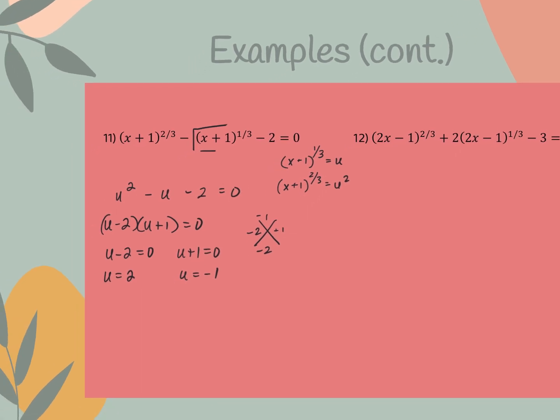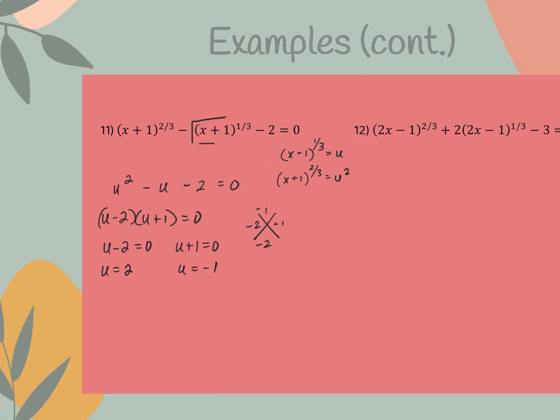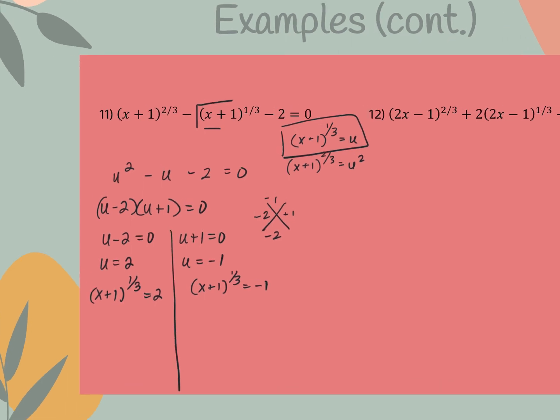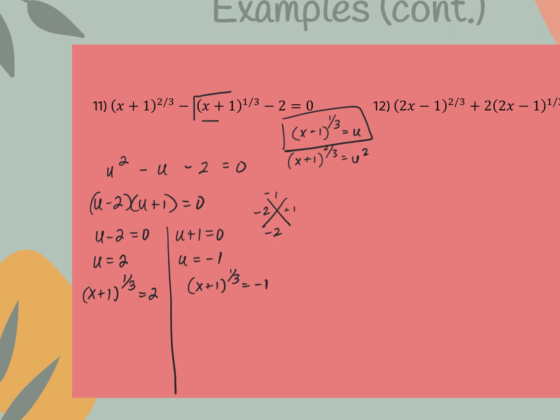So now I'm ready to plug back in what u equals. So if it says u, I know then I'm saying x plus 1 to the 1/3 power equals 2. And same thing for this one, x plus 1 to the 1/3 power equals -1. So these are two separate things, right? So now I come over here to the left and I'm like, okay, what do I do? How do I get rid of that 1/3 power?